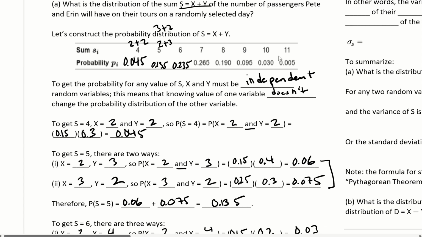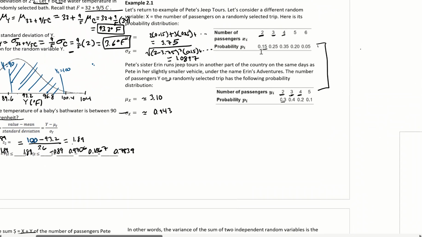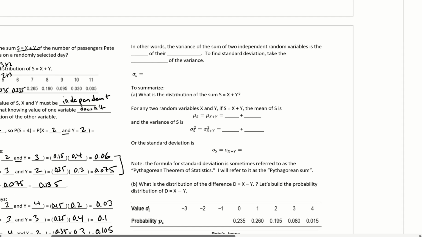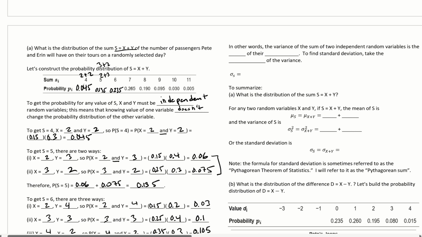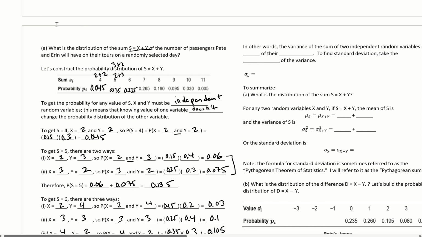So to get 11, you would have to go here and then say, okay, how do we get 11? Well, 5 plus 6, right? And so we would do 0.05 times 0.1. And we do that, and that's 0.005. So you can get all of these values, okay? So I just want to make sure you know how to do that.